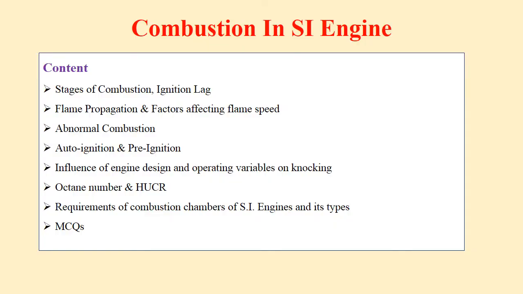So in the previous 3 lectures we studied the stages of combustion, ignition lag, factors affecting flame propagation and factors affecting flame speed, abnormal combustion or knocking, auto ignition, pre-ignition, influence of engine design and operating variables on knocking, and octane number. Today's lecture will discuss HUCR, requirements of combustion chambers of SI engines and its types, and MCQs that I'll share on the Google Classroom.